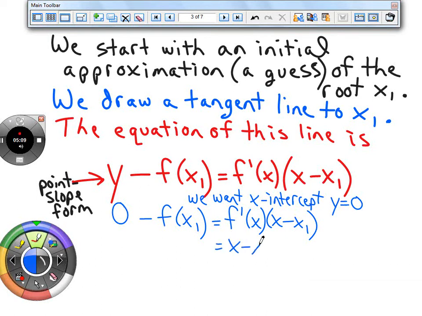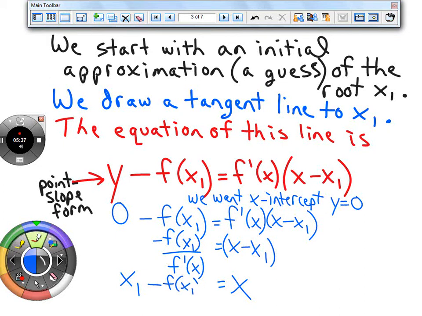So I'd have x minus x sub 1. And then if I divided by f prime, I would have this. And then my last step is to add the x sub 1 over. So I'd have x equals x sub 1, it's a negative, right? So I added, so x sub 1 minus f of x sub 1 over f prime of x sub 1 as well, both of those.